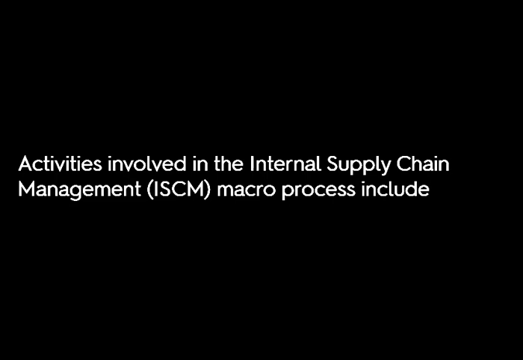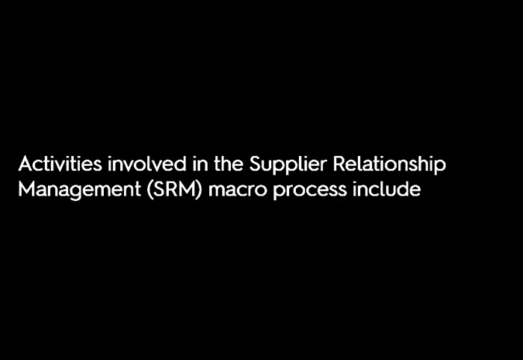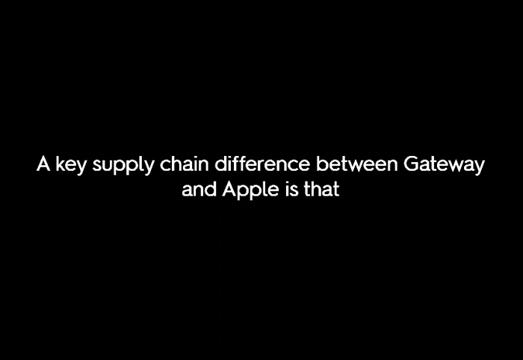Activities involved in the internal supply chain management macro process include order fulfillment. Activities involved in the supplier relationship management macro process include supplier evaluation and selection. A key supply chain difference between Gateway and Apple is that Apple has always carried product in their stores, while at one time Gateway stores carried no inventory.